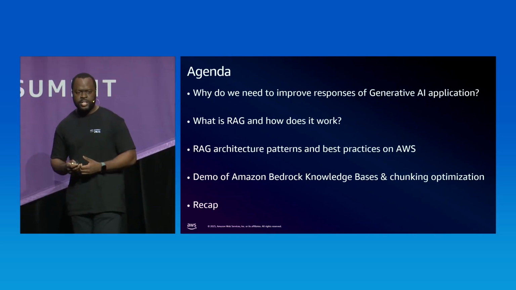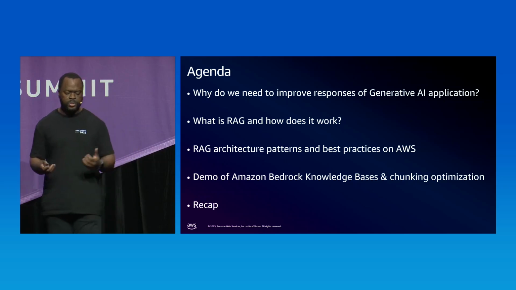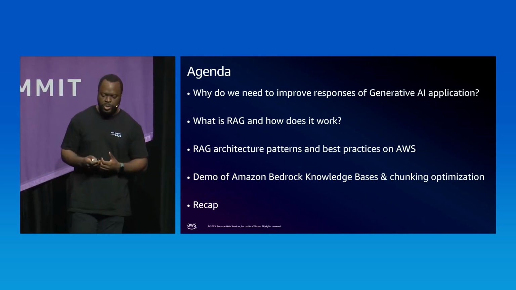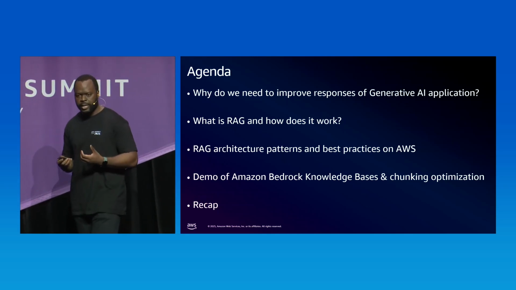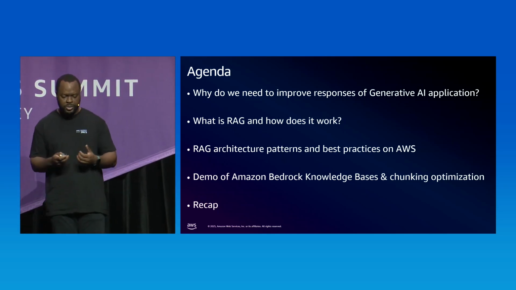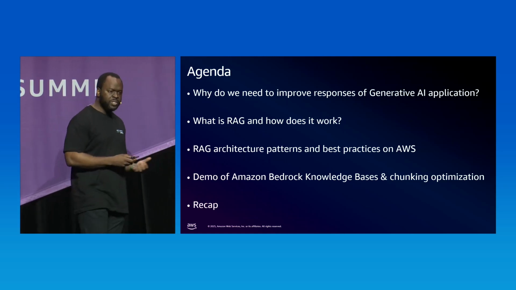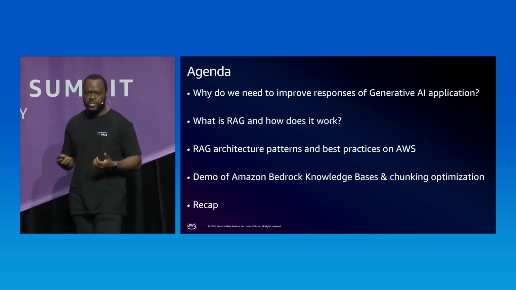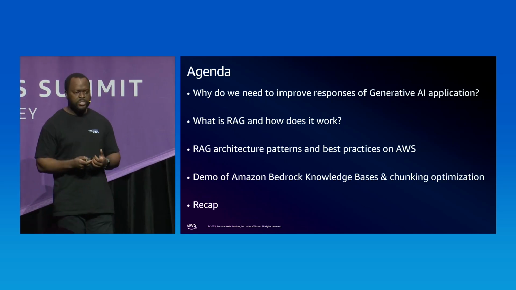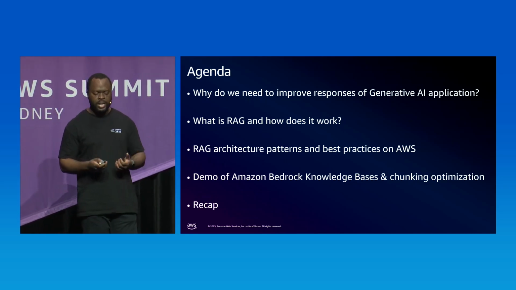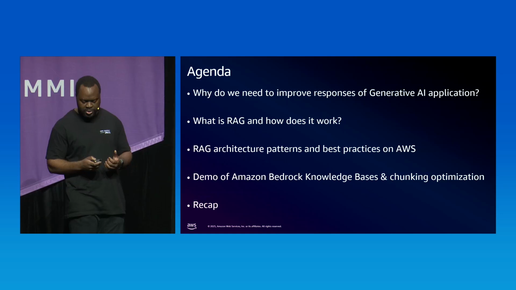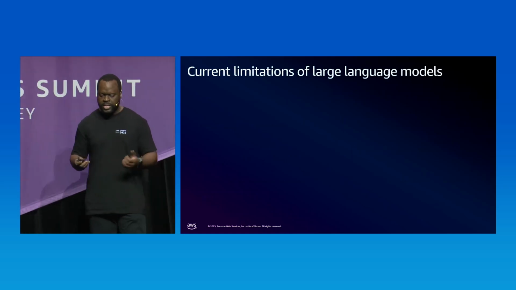So in terms of agenda, this is what we're going to talk about today. First of all, we're going to talk about the limitations in large language models, LLMs. We are then going to talk about current approaches to improve the responses in generative AI applications. After that, I'm going to pass over to Sam, who is going to go deep into the RAG architecture patterns and best practices that you should consider today. And then finally, I'm going to do a demonstration of building RAG applications using Amazon Bedrock, applied to an enterprise use case. So let's start.